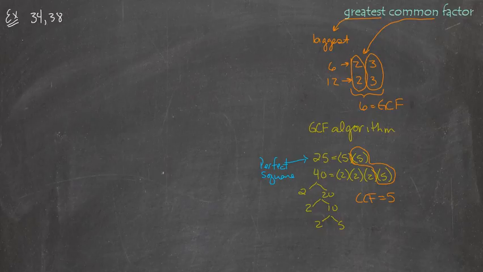So the algorithm says first I want to write each as a product of primes, one over top of the other. So I have 34 and 38. Notice how I'm writing this is very specific.